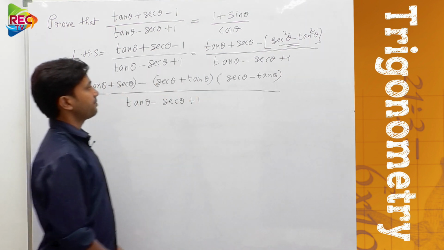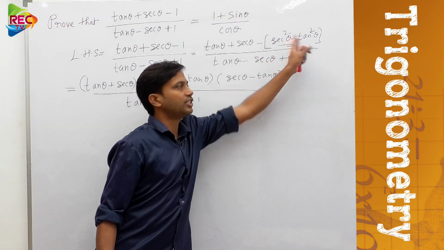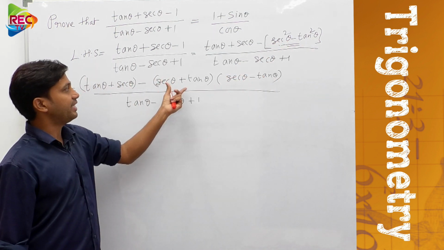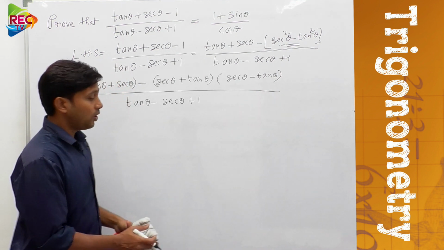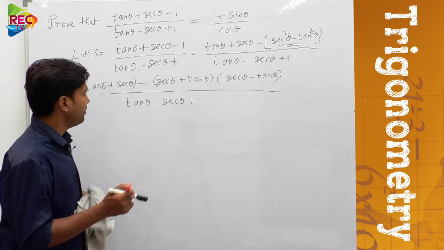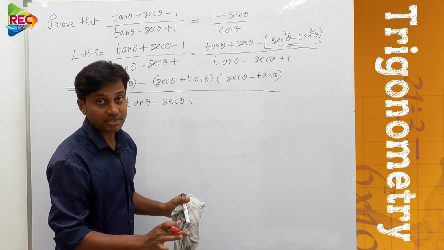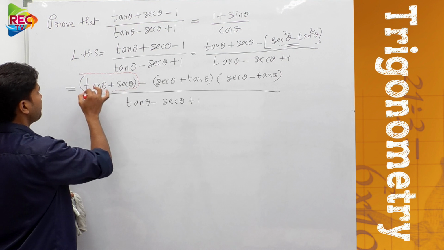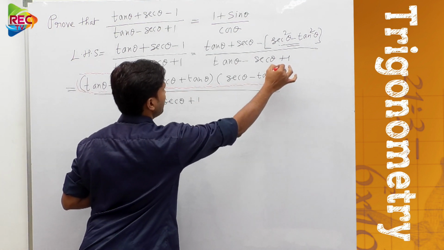Now just look at this. We haven't done anything here. We are just splitting this into factors. Secant square theta minus tan square theta is split into secant theta plus tan theta into secant theta minus tan theta. Now observe here, I'll highlight with a different color. Just see how many terms are there in the numerator part. This is one term, secant theta plus tan theta, and this is another term. So how many terms are there in the numerator part?